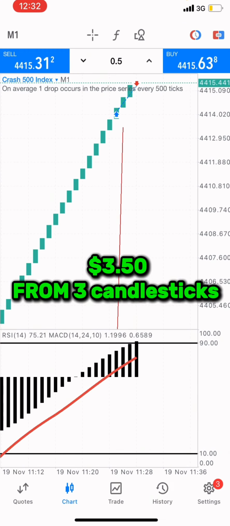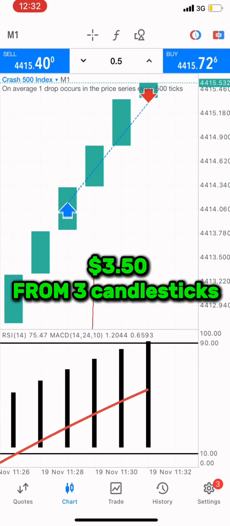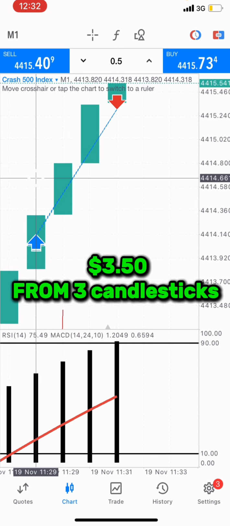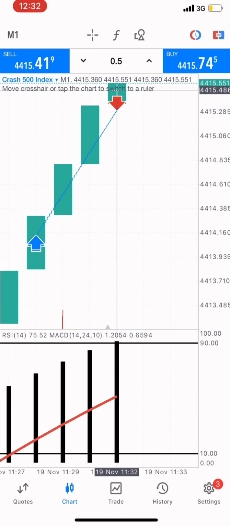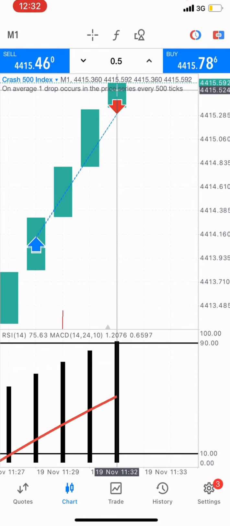Now we made a profit of about 3 points, over $3, right? 3 points, some cents on the market. If you do the calculation correctly, you'll see that we just made a profit. I've successfully gotten about 3.5 candlesticks for a buy on the Crash 500 Index market.